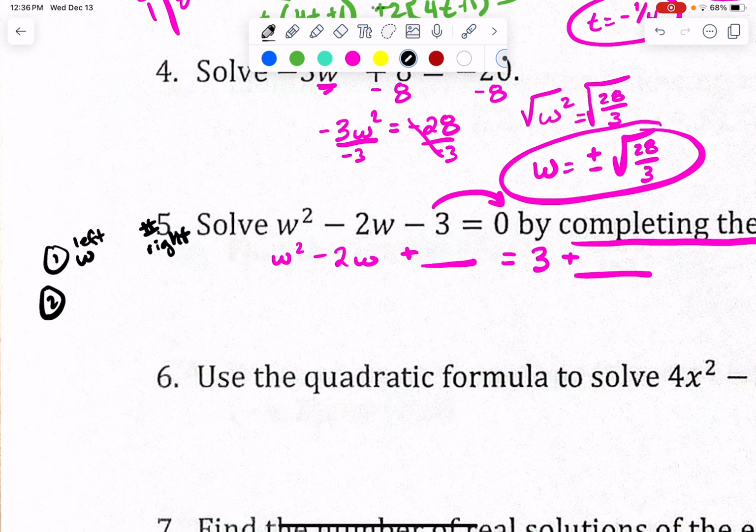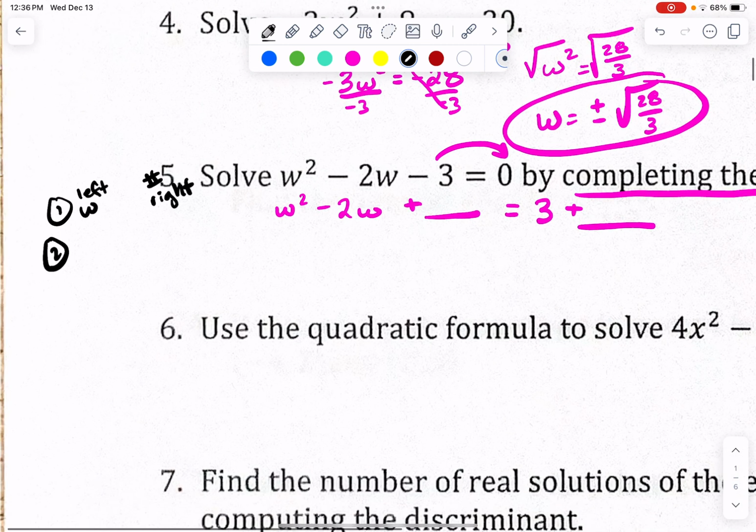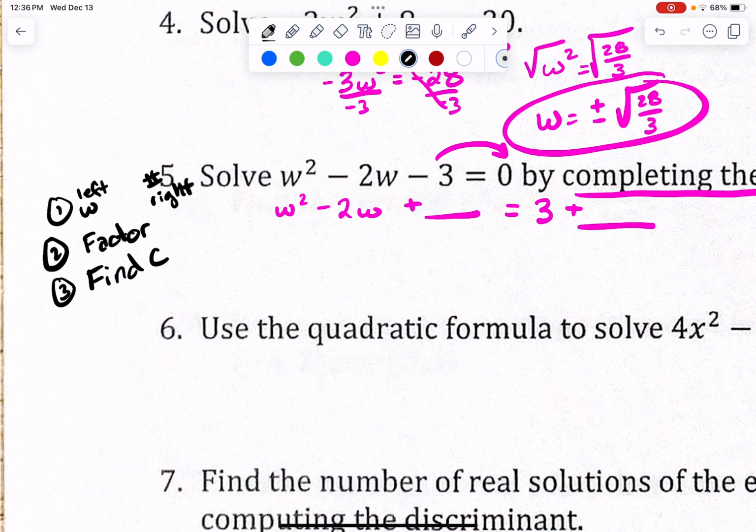Let's see. What do I want to do? I'm going to say factor it. 3 is find C. Find C. Okay, and you might do those in a different order. You might find C first before you factor.